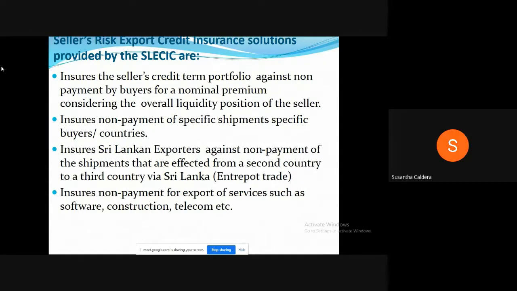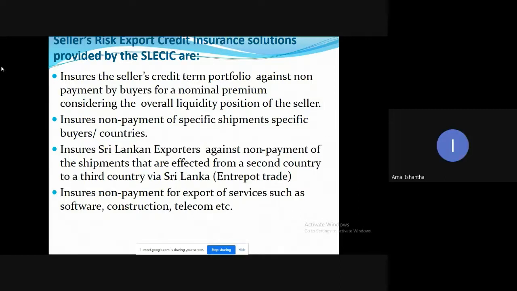So that is why SLECIC covers that particular risk. Buyers' non-payment risk will be covered here. So, why do we want to take another insurance when we are already taking the marine insurance? Can Amal give me the answer? We are taking the marine insurance. So why do we want another insurance?